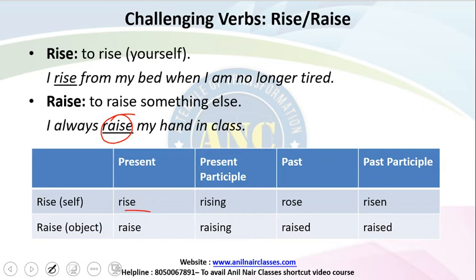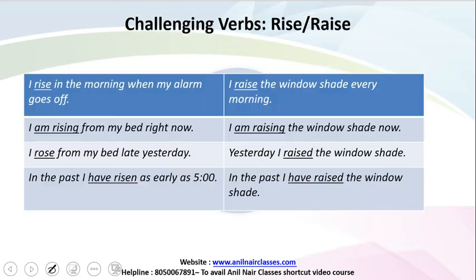Rise is rise, rising, rose, risen. But for raise, the transitive verb, it is raise, raising, again raised, raised. Let's look at the examples. I rise in the morning when my alarm goes off. You don't say I raise in the morning. That's incorrect. You'd say I raise the window shade every morning. That's for the object.